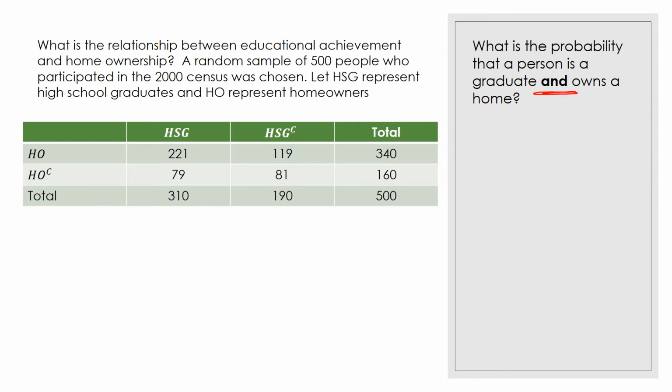And we know that the word "and" is referencing the intersection, right? So this is really talking about the probability that somebody is both a high school graduate and a homeowner. And we remember that from previous lectures. That says, look at the intersection between those two particular events, and that's our 221. And then we divide that by our total, 221 out of 500. So there's nothing really new there.